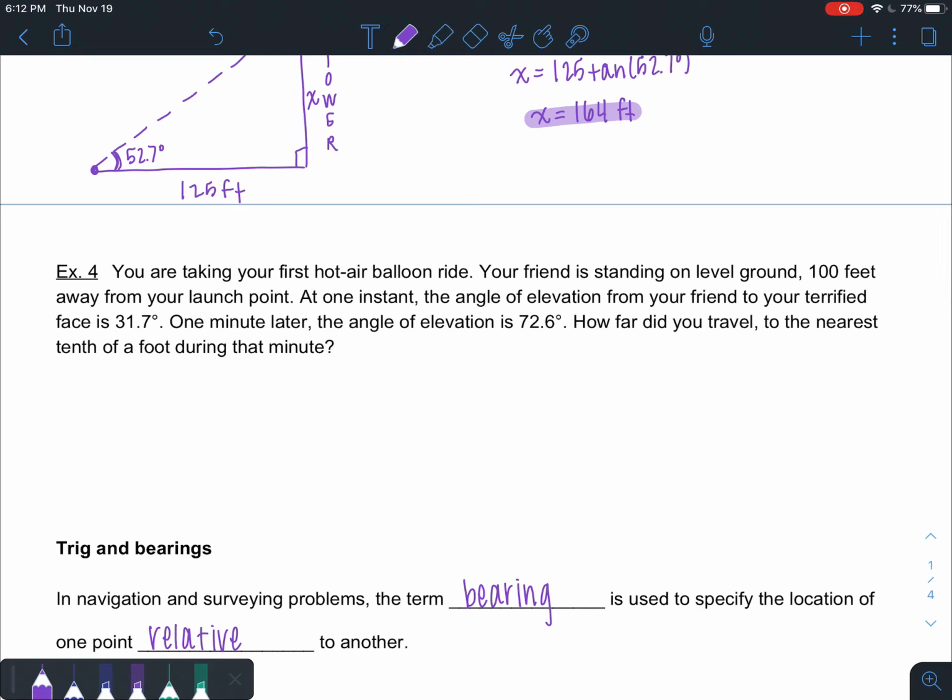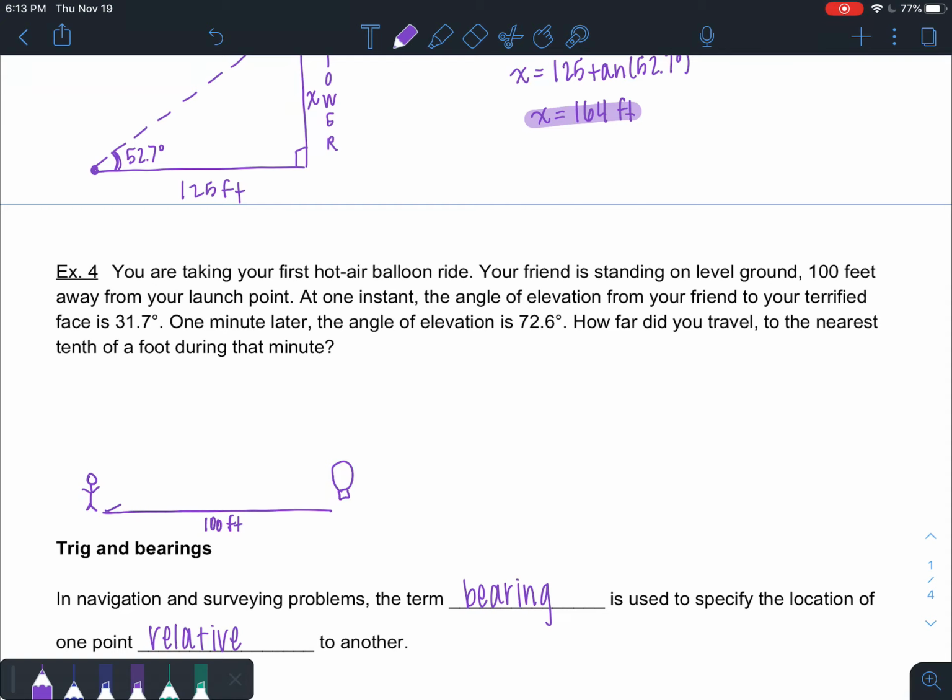Okay, next up, it says you're taking your first hot air balloon ride. Your friend is standing on level ground. So here's my friend, and they're standing on level ground, and they're 100 feet away from the launch point. And so we'll just have our hot air balloon here. At one instant, the angle of elevation to your friend, to your terrified face, is 31.7 degrees.